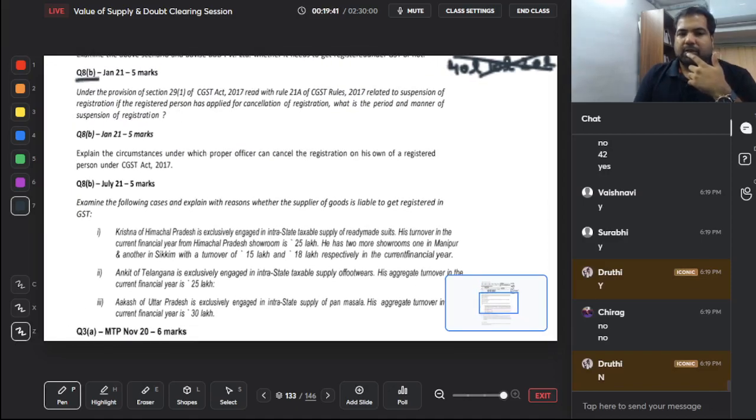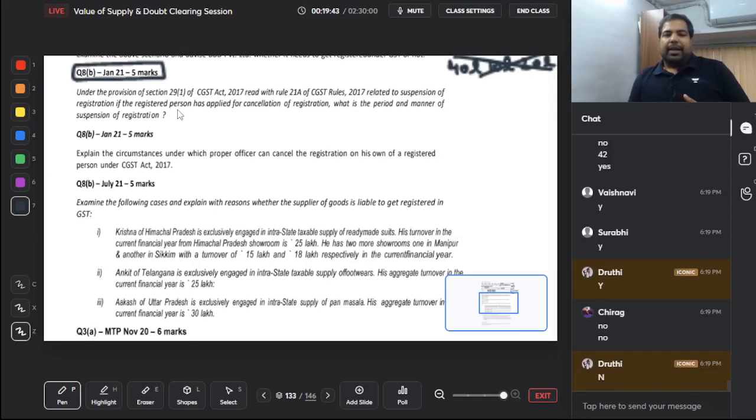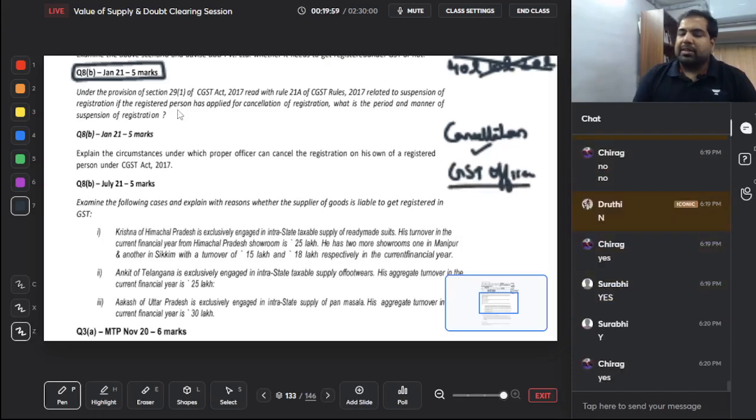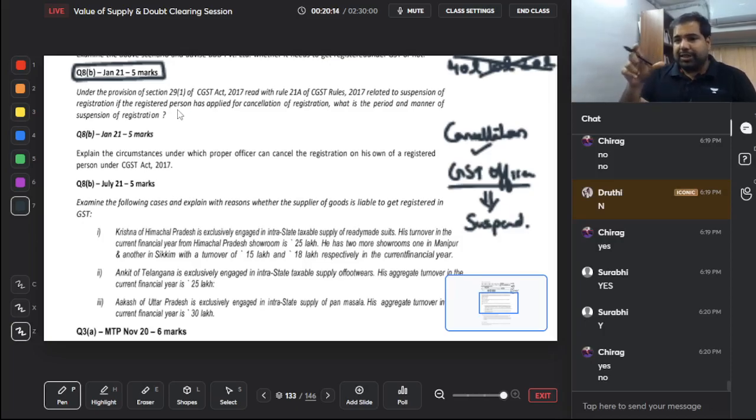Guys, we have not discussed this, so let's discuss it here itself. When you apply for cancellation, can you apply for cancellation of registration? Yes. Or can the GST officer also cancel your registration? Yes. While that cancellation proceedings are going on, they suspend your registration. Suspension means during that period, can you make any taxable supplies? No. But the good part is, for that suspension period, you don't even have to file your returns.